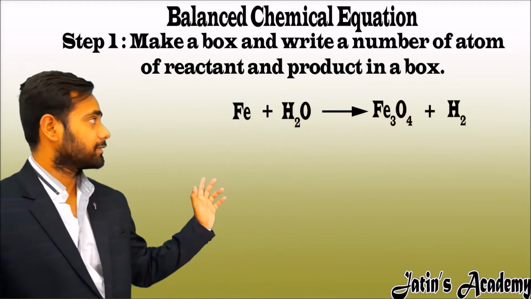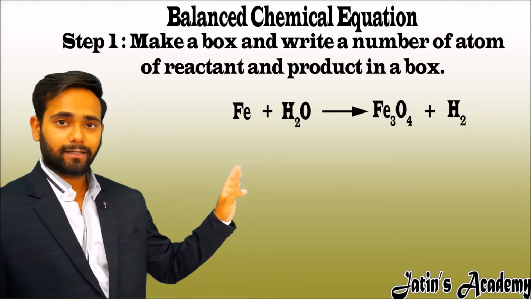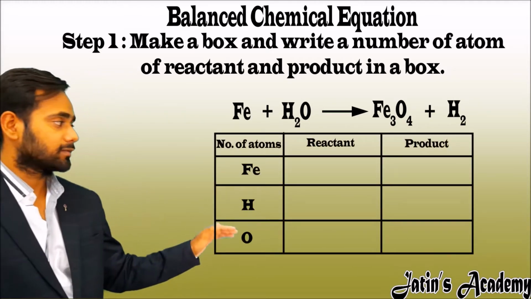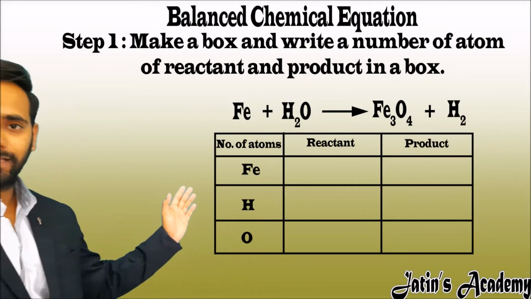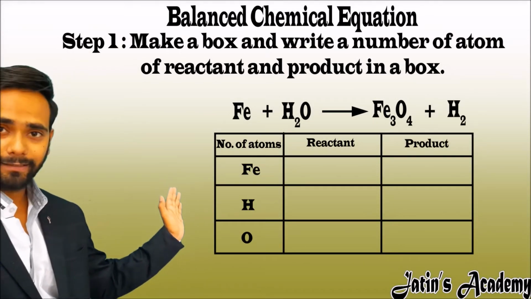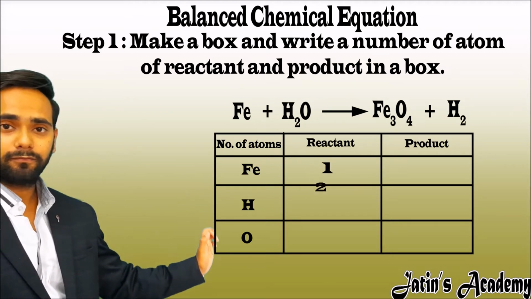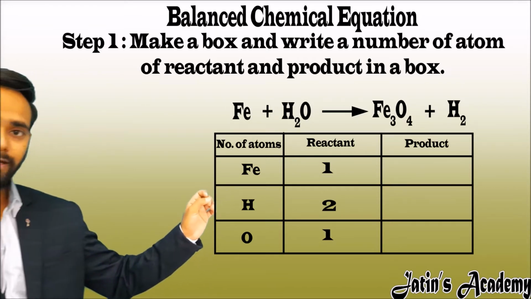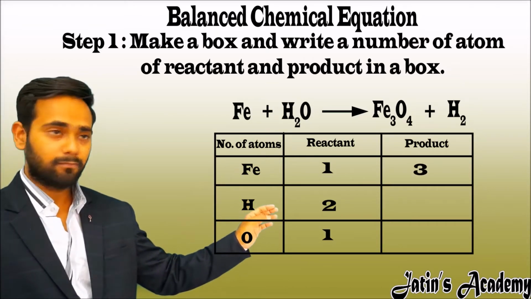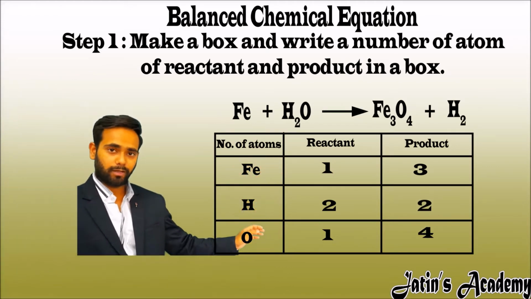The first step is to write the number of atoms of the reactant and product in a box as shown like this. Now start filling the box. Here on the reactant side, iron is 1 atom, hydrogen is 2 atoms, oxygen is 1 atom. On the product side, iron is 3 atoms, oxygen is 4 atoms and hydrogen is 2 atoms.